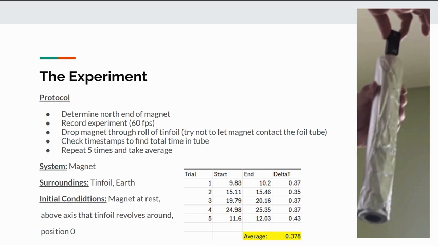The system was the magnet, and the surroundings were the tinfoil and the Earth. Initially, the magnet was at rest and above the axis that the tinfoil wrapped around.